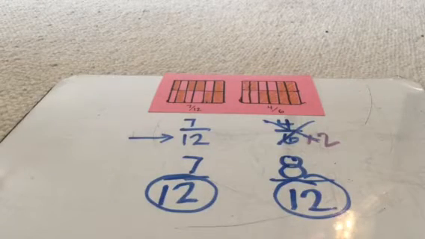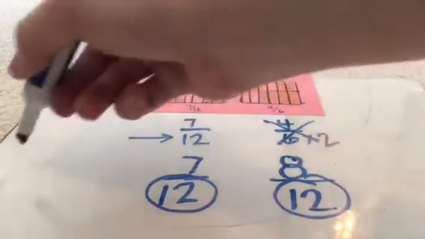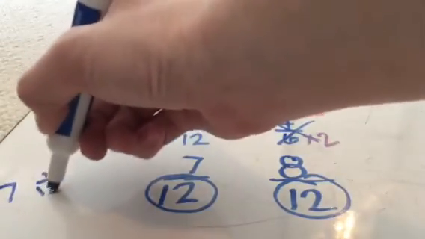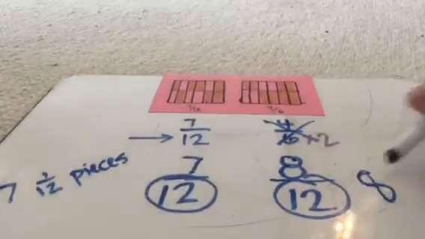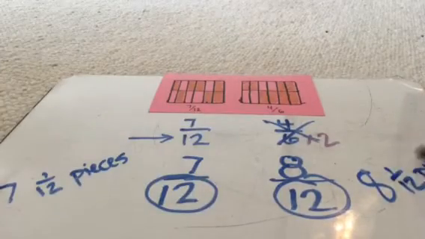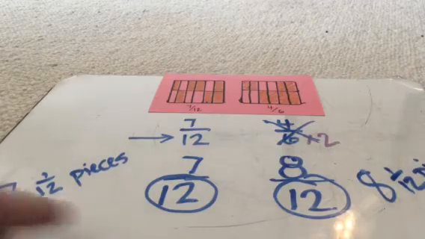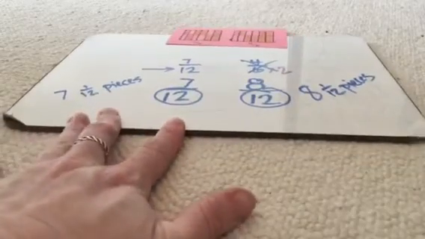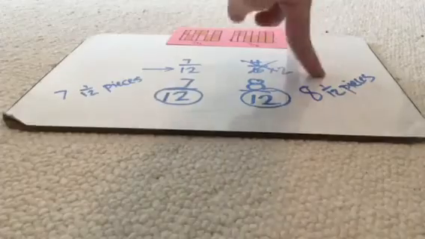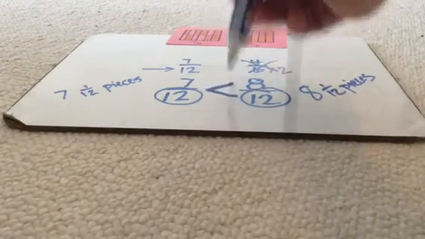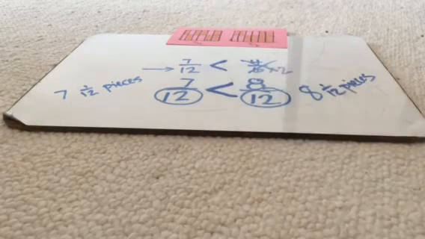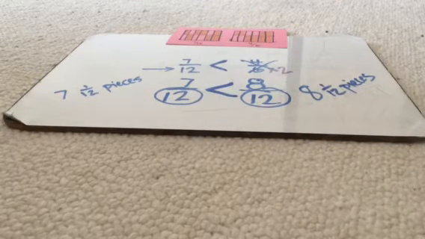So would I rather have 7 1/12 pieces or 8 1/12 pieces? Okay, oops, I can't see that. Okay, so 7 1/12 pieces or 8 1/12 pieces? Well, 8 is more than 7, so 7/12 is less than 4/6.